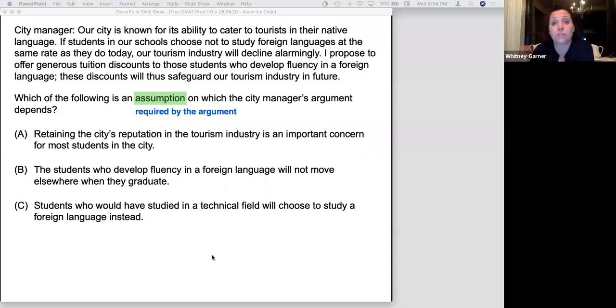It could just be students doing both, right? They stay in the technical field. They just develop fluency in a foreign language. It doesn't say they have to study a foreign language in school or major in it, just that they have to become fluent. So why is B an assumption?